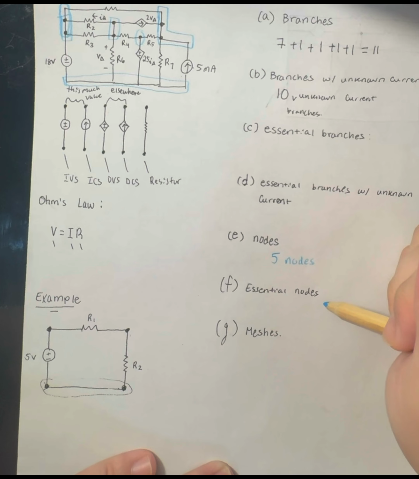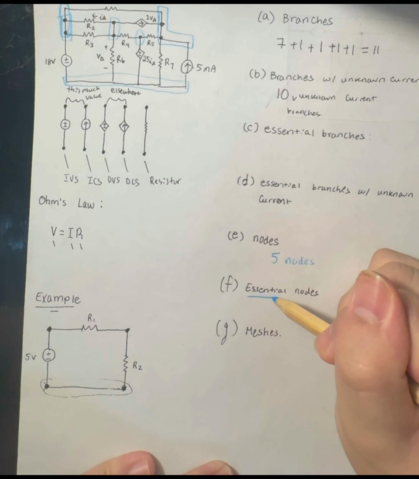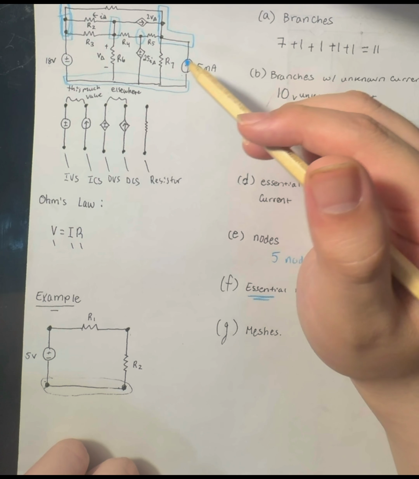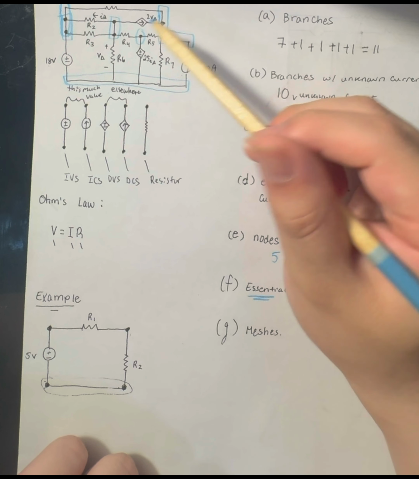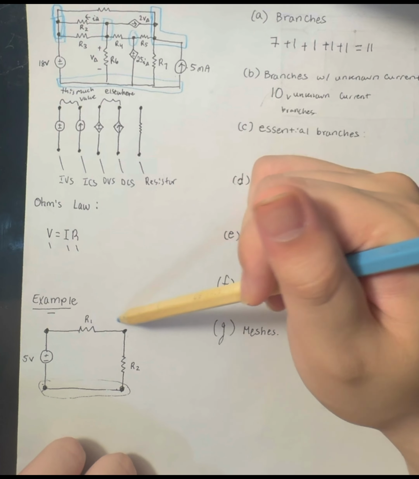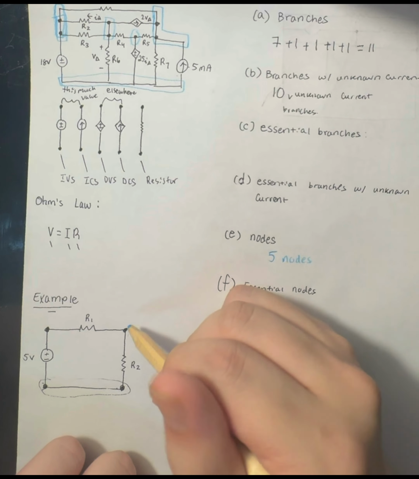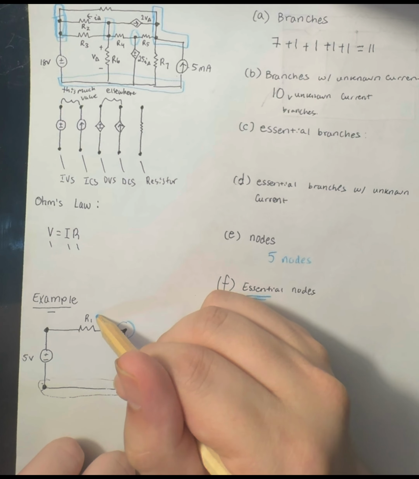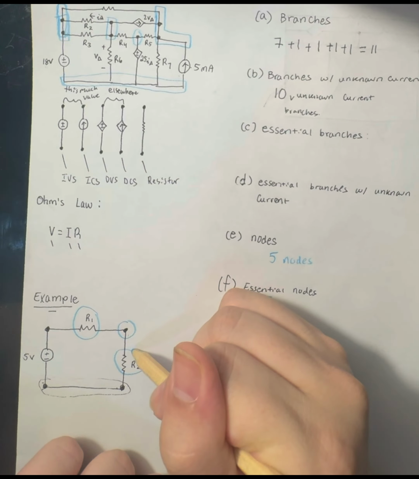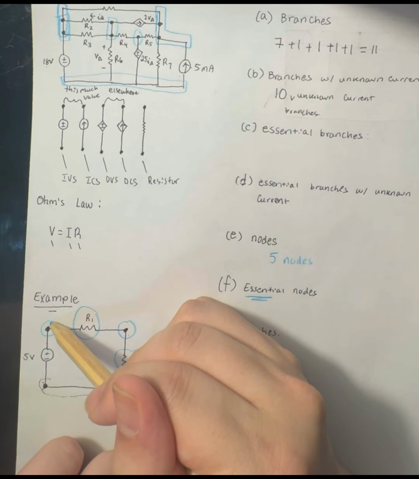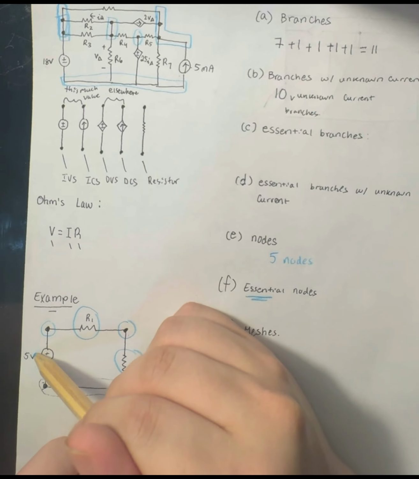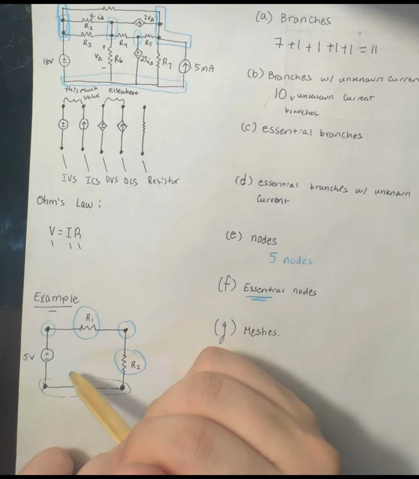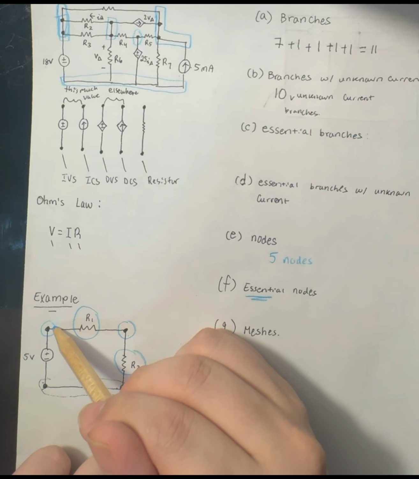But what are essential nodes? The keyword is essential. An essential node is a node that connects to 3 or more circuit elements. Let's evaluate the simpler diagram down here first. Is this an essential node? No, because it only separates two circuit elements, the R1 and R2 resistors. This one here only separates the R1 and the 5 volt independent source, so it is also not an essential node.